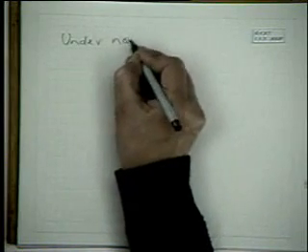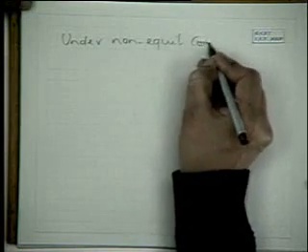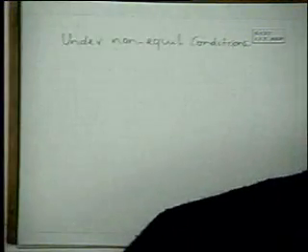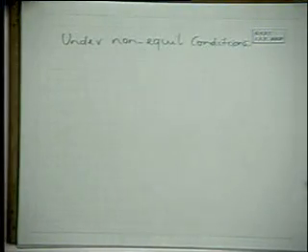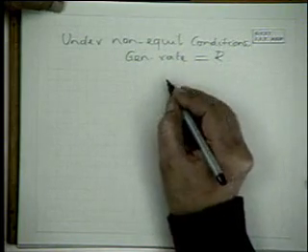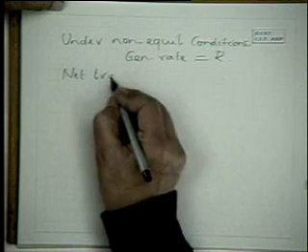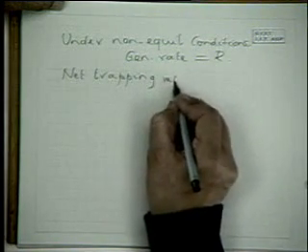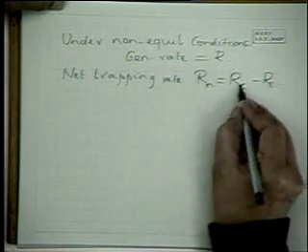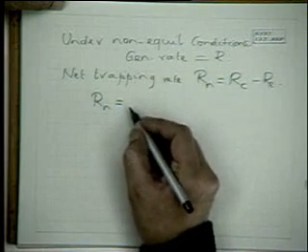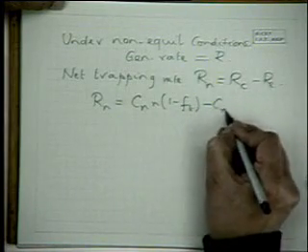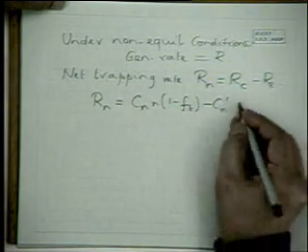Now, under non-equilibrium conditions, when there is departure from equilibrium, either due to incident light or when the generation rate is R, then the net trapping rate Rn for electrons is R capture minus R emission, and we have calculated the values of these. R capture is Cn n1 minus Ft, and for emission we have C dashed n and into Ft.